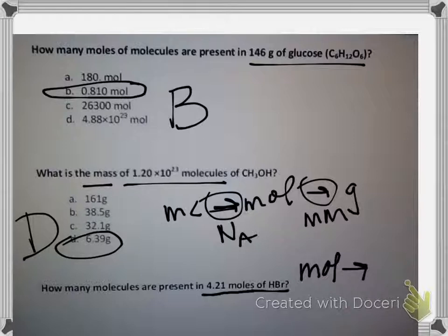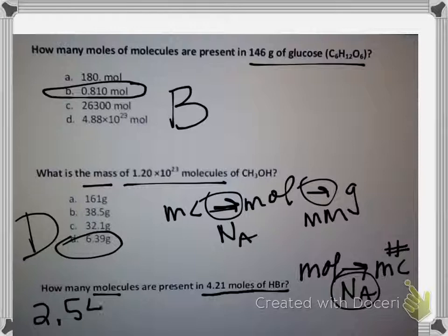You're given the moles of HBr, and you're going to calculate the number of molecules. If you're given moles and you want to go to number of molecules, you always use Avogadro's number. So you're only going to have one conversion factor this time. The answer for this one will be 2.54 times 10 to the 24th molecules of HBr. So go ahead and work those extra. You can never work enough problems, especially in chapters 7, 8, and 9. So go ahead and work those, see if you get those answers.